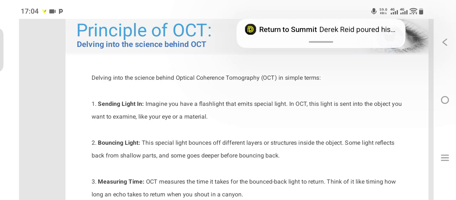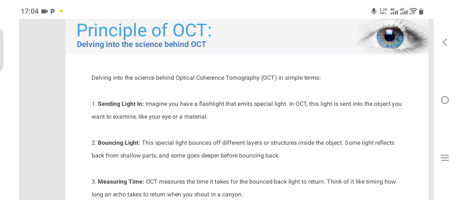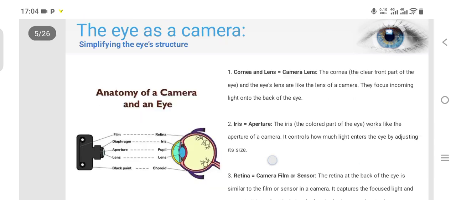Then the bouncing light. This special light bounces off different layers or structures inside that object. Some of this light reflects back from shallow parts, while some goes deeper before bouncing back. Then another principle is the measuring time. That's the science behind the OCT. OCT measures the time it takes for the bounced-back light to return. You can think of it as timing how long an echo takes to return when you shout into an empty room or in a canyon.